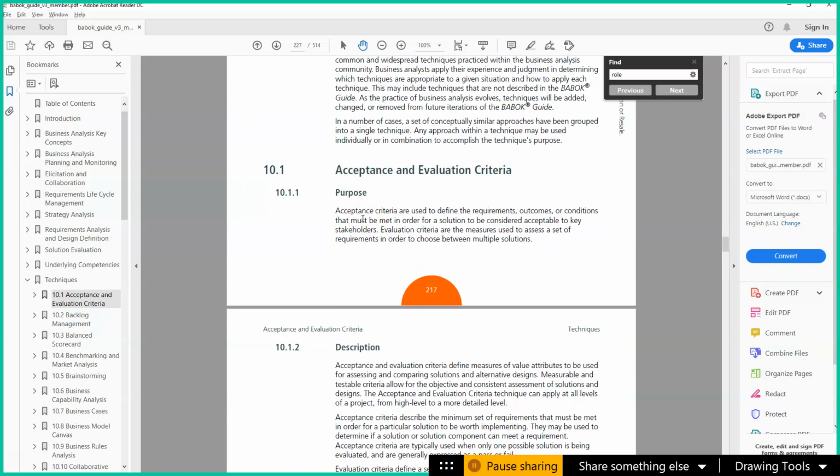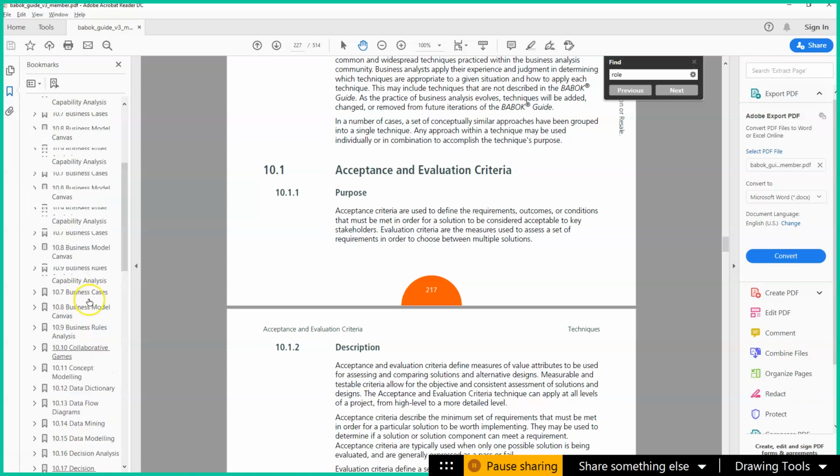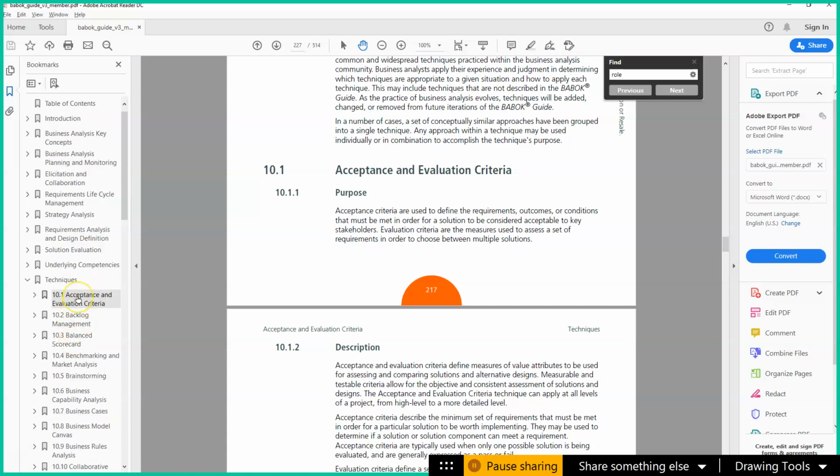ECBA will probably be sufficient with understanding the purpose of it, because usually in your knowledge and theory, it'll ask you which of the following techniques is used to define the requirements, outcomes, or conditions that must be met in order for a solution to be considered acceptable. And you're going to have a list of options, and it'll say benchmarking and market analysis, lessons learned, decision modeling, and then acceptance and evaluation criteria. And you'll go, oh, I know that's acceptance and evaluation criteria. That's like an ECBA level question. Okay. Thank you. Yeah, know that for all of those.